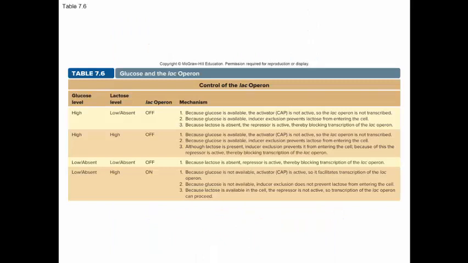So if you take a look at 7.6, it kind of gives you an idea about the levels of lactose, the levels of glucose, the lac operon when it gets turned on, and what are the mechanisms. You got high glucose, you got high lactose, lac operon is turned off. You're going to basically use the glucose first, just like that diauxic curve I showed you earlier. When you have no more glucose and you've got lots of lactose, you're going to turn on the lac operon. And that is when you're going to be producing the enzymes and the proteins that are necessary to metabolize the lactose, okay?